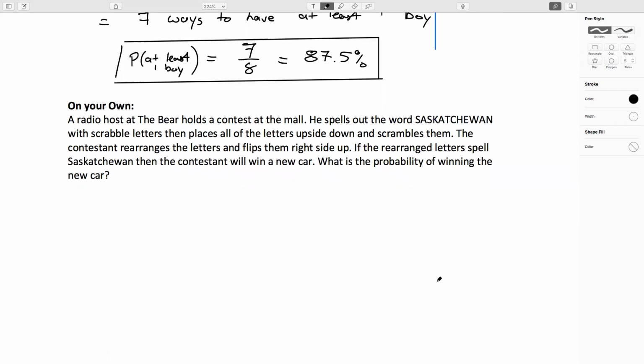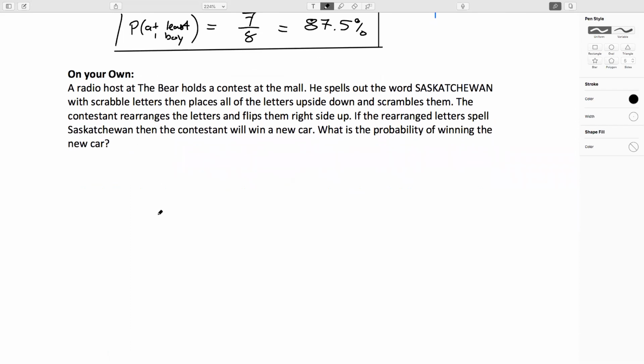Okay, a radio host at the Bear holds a contest at the mall. He spells out the word Saskatchewan with Scrabble letters, then places all the letters upside down and scrambles them. The contestant rearranges the letters and flips them right side up. If the rearranged letters spell Saskatchewan, then the contestant will win a new car. What is the probability of winning a new car?